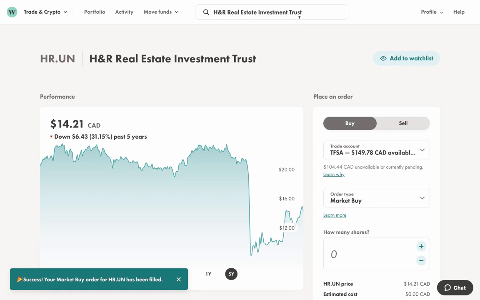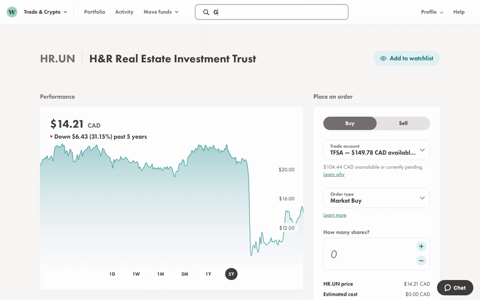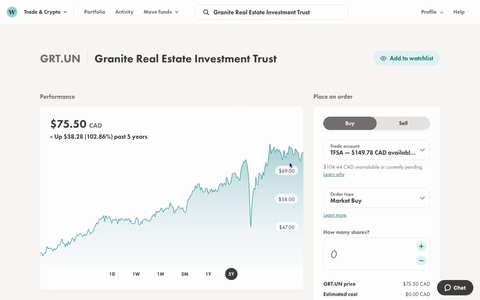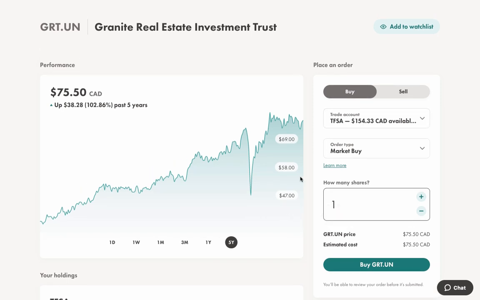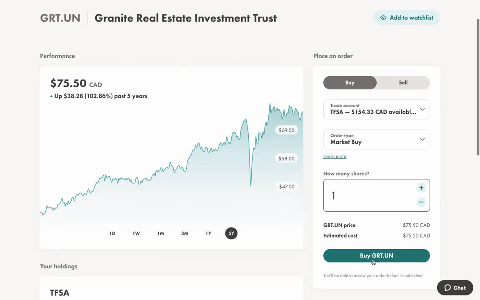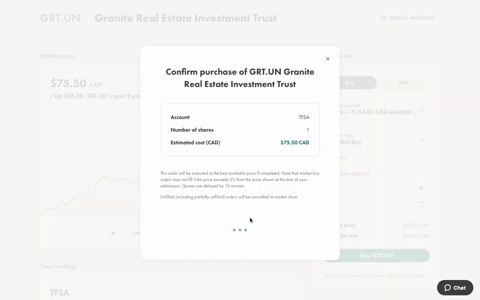And then also one in Granite, GRT.UN. These guys are super expensive, but that's okay. I'm just going to pick up one. And I have 150 left, so I think I'll just take the 1 for now. And we'll just place that, yeah, on a market buy.